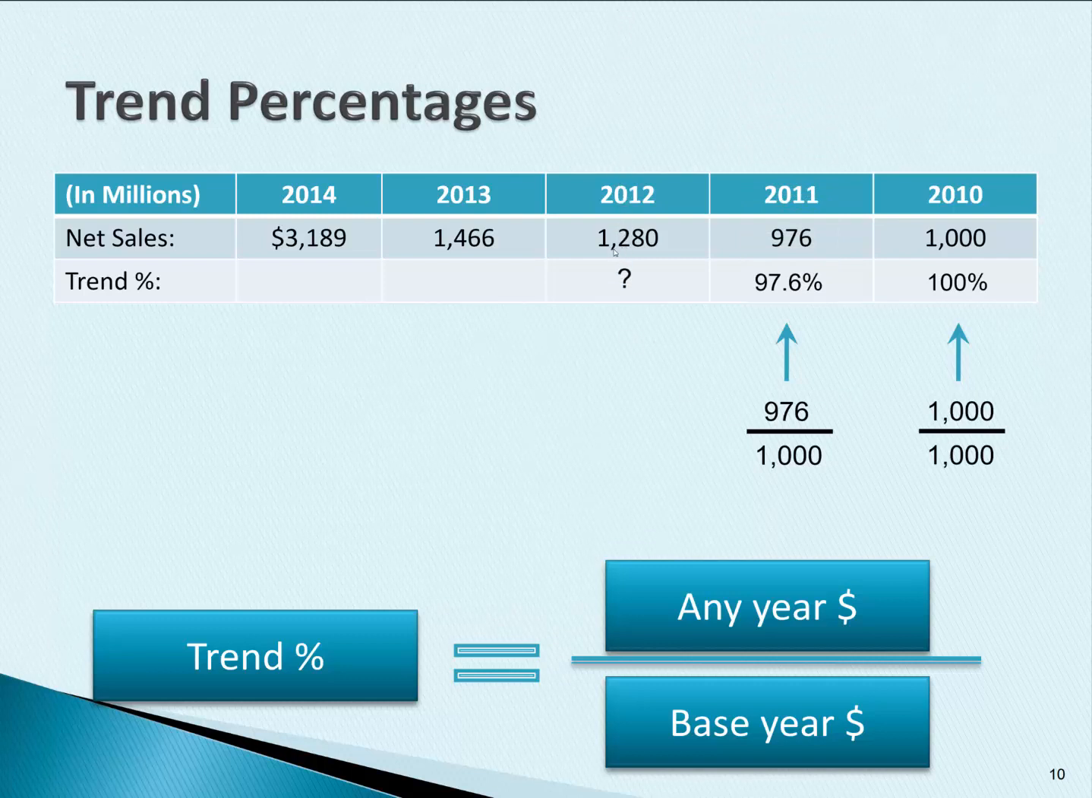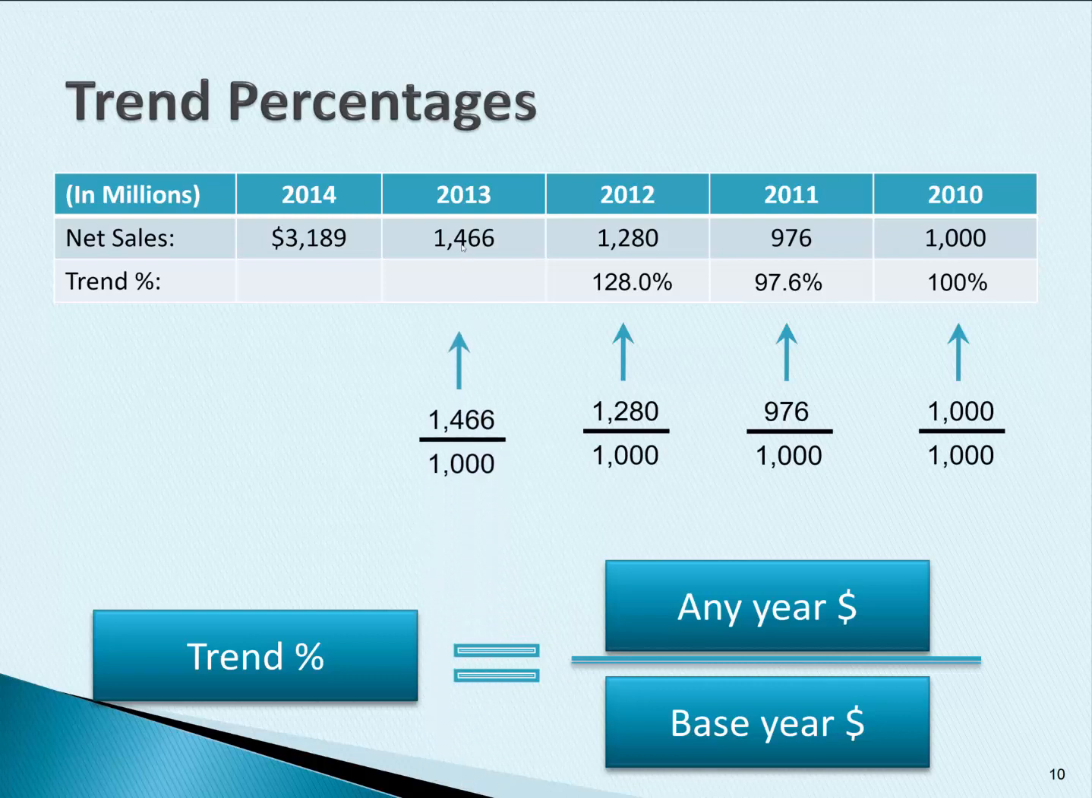The next year, we're going to take the 1280 divided by the same base year, 1,000. So 1280 divided by 1,000 gives us 128%. Now these numbers are pretty easy to do in your head because we're always dividing by 1,000. But in the real world, you're not going to have round numbers like this.